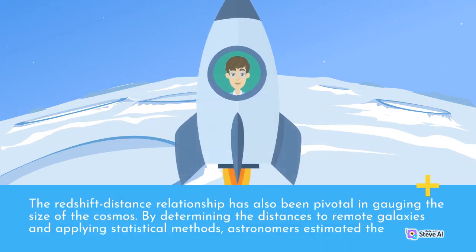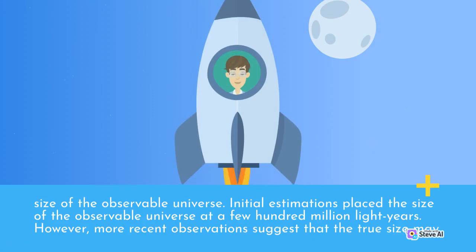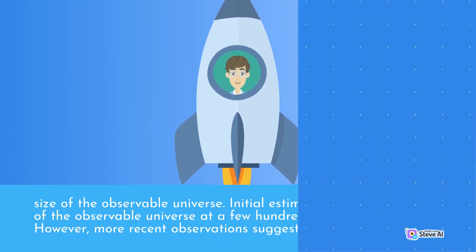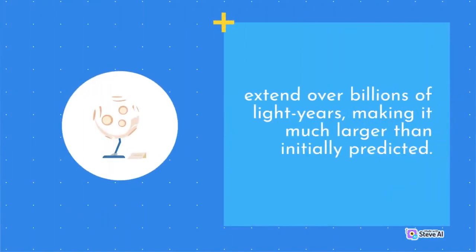The redshift distance relationship has also been pivotal in gauging the size of the cosmos. By determining the distances to remote galaxies and applying statistical methods, astronomers estimated the size of the observable universe. Initial estimations placed the size of the observable universe at a few 100 million light-years. However, more recent observations suggest that the true size may extend over billions of light-years, making it much larger than initially predicted.